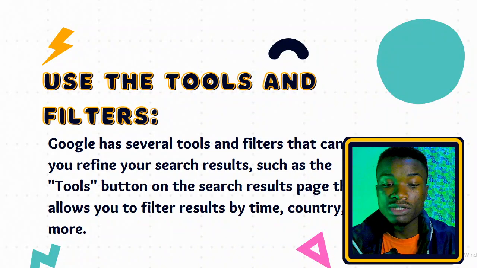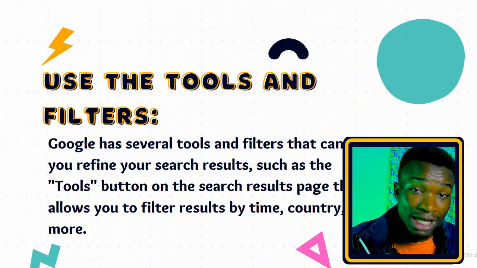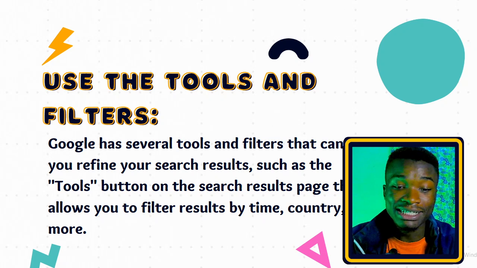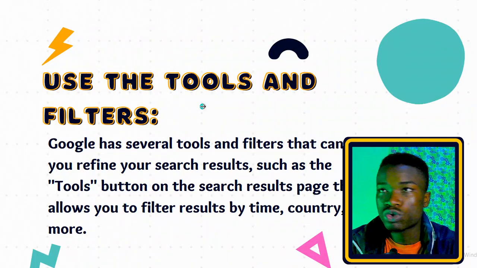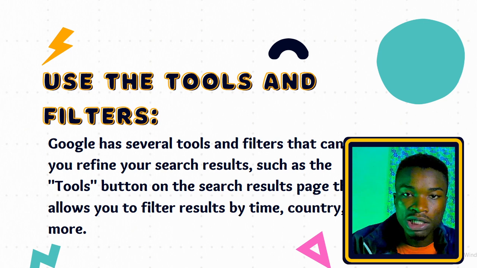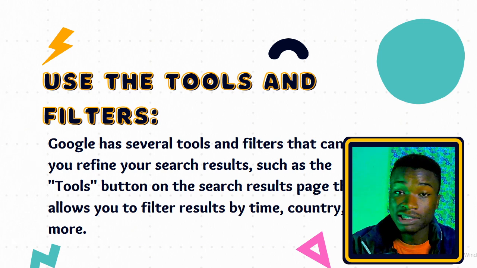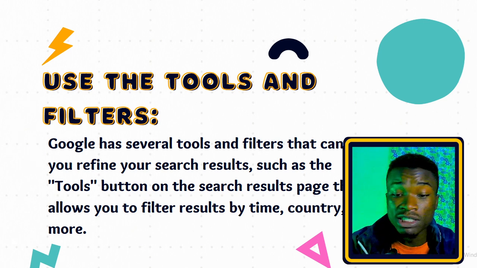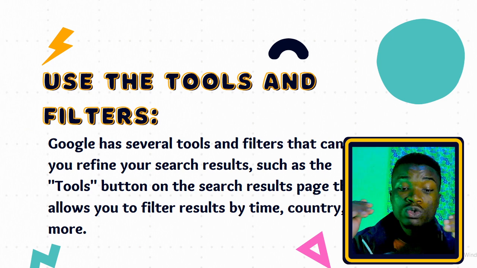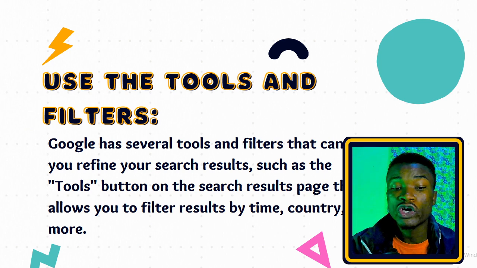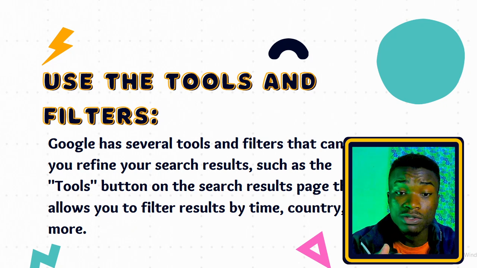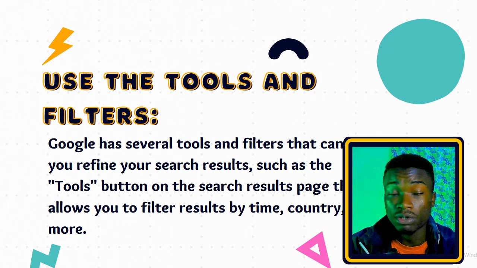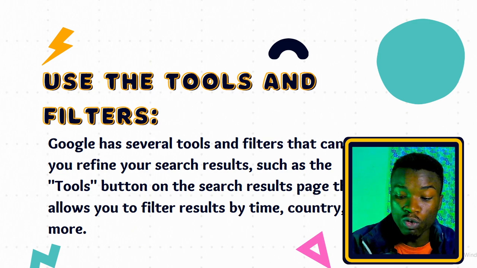So using tools and filters is one of the last methods which I'm going to share with you. As you can see, Google has a lot of tools and filters which you can use when searching. You can search by image, by news, by books. If you randomly search for a particular keyword, you can use the tools button, which helps you search by country, time, and so many other things. The tools button is always on the right-hand side when you search, and you can use it to toggle between everything.